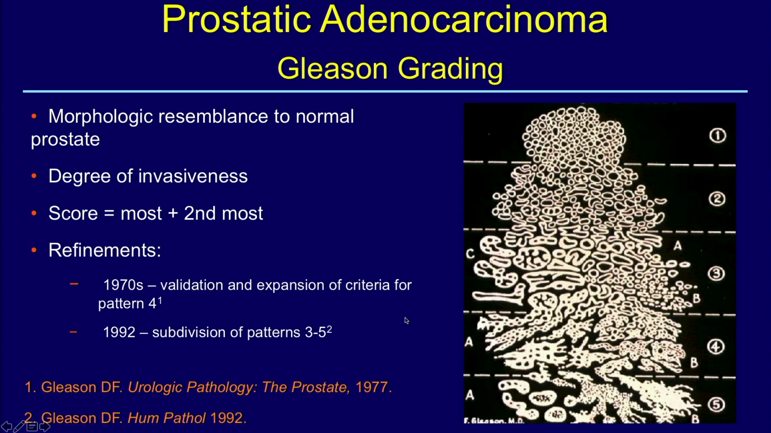The one that we know now, the most famous drawing that came out of his publication of 1992, is the one here on the right, where he looked at all the architectural patterns and he grouped them together. And basically what he was showing is that the morphology, the architecture of a prostate cancer reflects two basic properties. Its resemblance to normal prostate and its degree of invasiveness. So if you look up here, 1 through 5 are the different patterns.